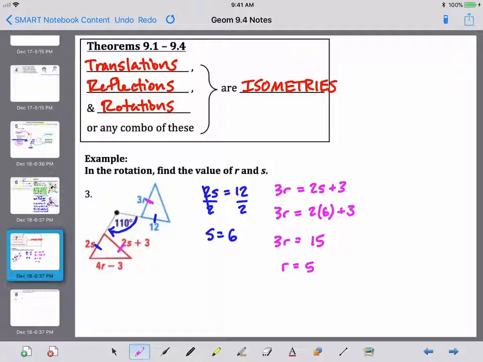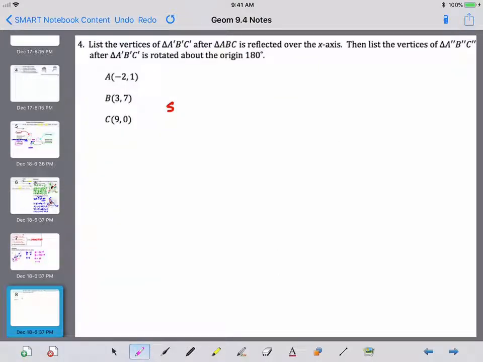In our last example, we're going to combine 2 transformations here. So first we're going to reflect over the x-axis, and then we're going to rotate 180 degrees about the origin. So this one I'm going to leave up to you guys. There is a half sheet of paper that has all of the rules on it.